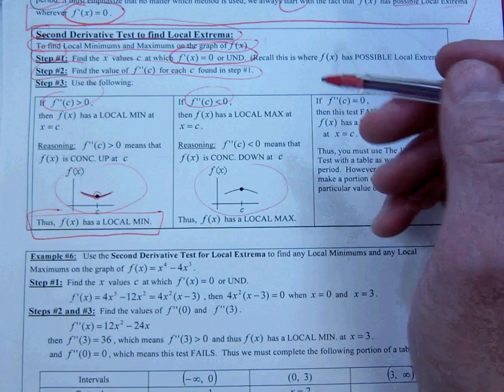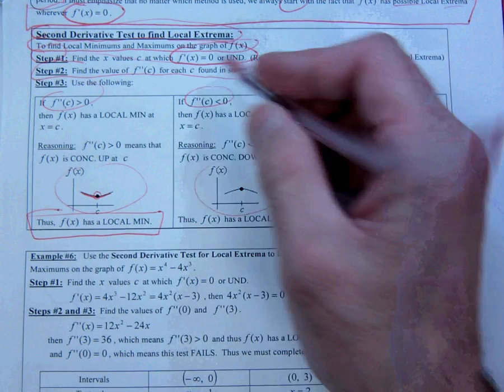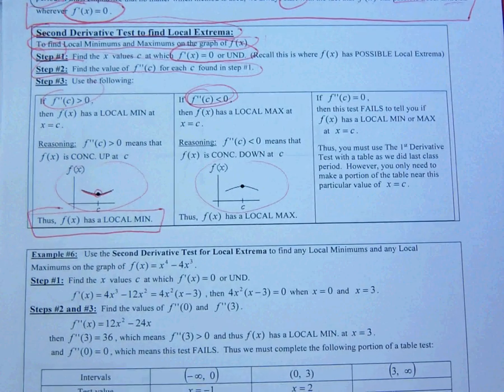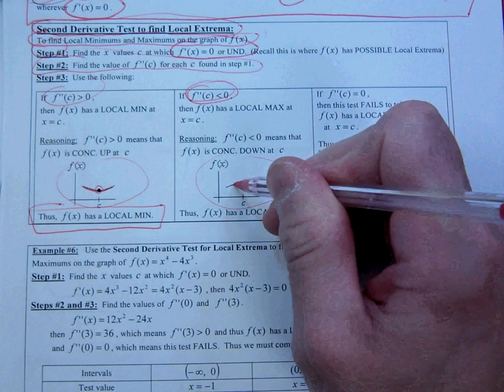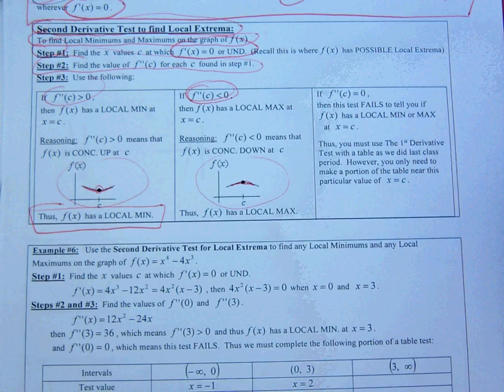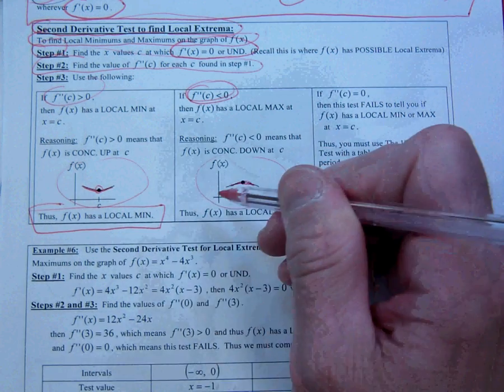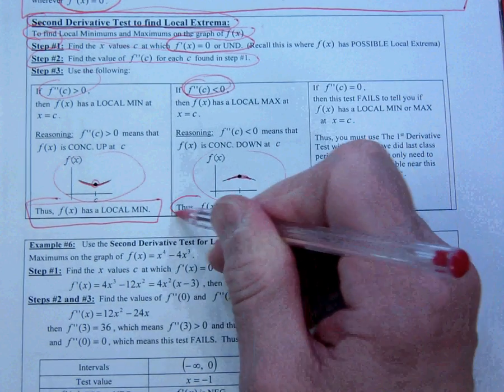Okay. Now, what if you plug that one x value into f double prime and at that one point you find that f double prime is negative? What can you say about f at that one point? F is concave what? Down, like that, wouldn't it? So that would be a what? A hill, which is a what? Local max.